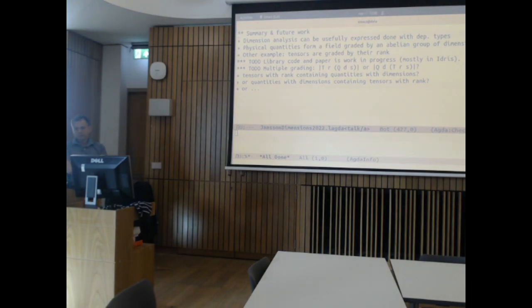Okay, ending up. You can do dimensional analysis. It's usefully expressed with dependent types. Physical quantities form a field graded by an Abelian group of dimensions. Other examples of things which are graded by something are tensors, which physicists also like to use. It might be interesting to see what happens with multiple gradings. Should you grade your physical quantities by tensors first and then dimensions, or add dimensions first and then make tensors, or tensors of quantities or quantities of tensors, and so on. We haven't explored that part yet, but it's the same kind of structure.